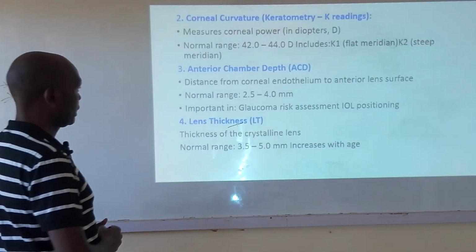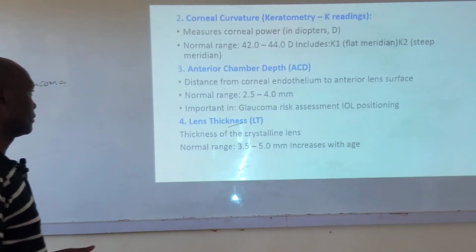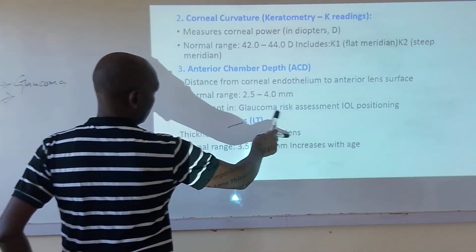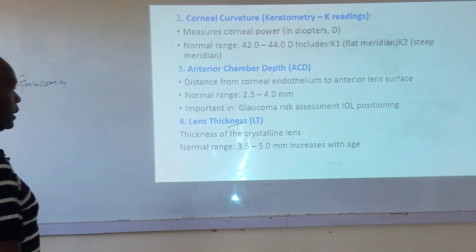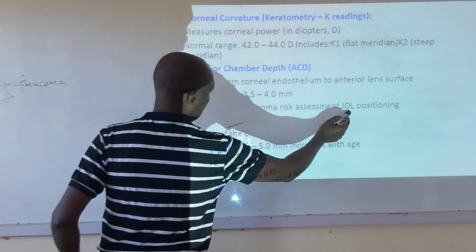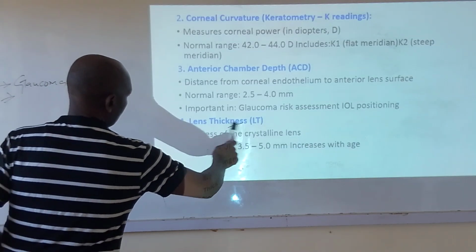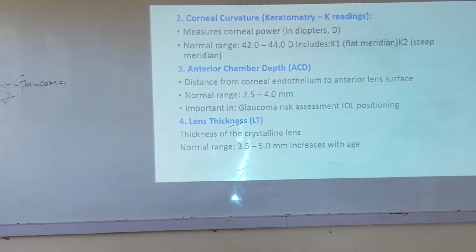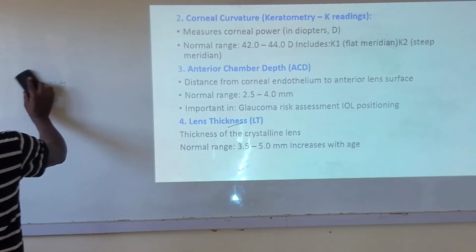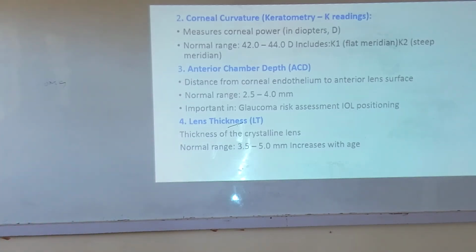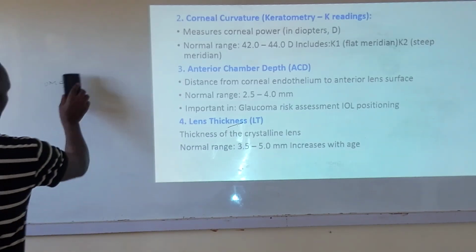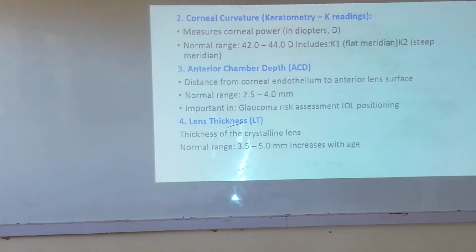So it is a very important aspect. It is important in glaucoma risk assessment and also intraocular lens positioning. Remember, IOL, we said, is just intraocular lens. So another important aspect measured in ocular biometry is the lens thickness. And the normal range is 3.5 to 5.0, and it increases with age.